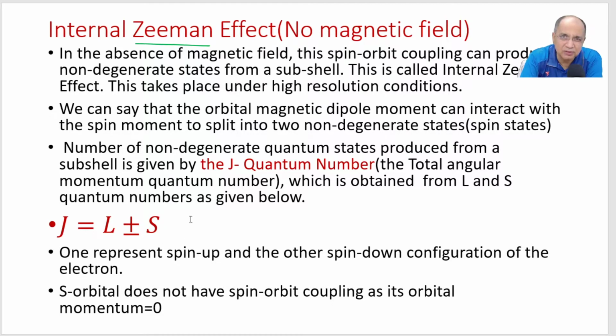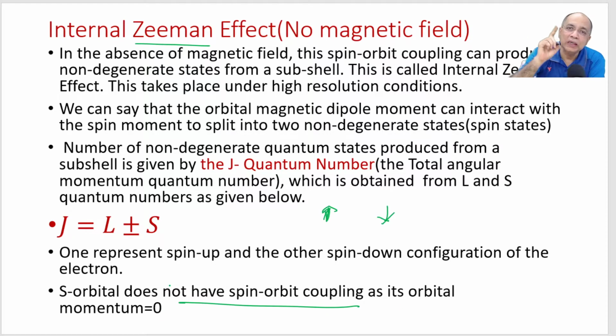For one unpaired electron, the spin is plus half or minus half, and L is 1 for a P subshell and 2 for a D subshell, and so on. One represents spin up and the other spin down: one electron spinning clockwise and the other spinning anti-clockwise. The S orbital does not have spin-orbit coupling. Remember, it does not have spin-orbit coupling, as its orbital angular momentum is 0.